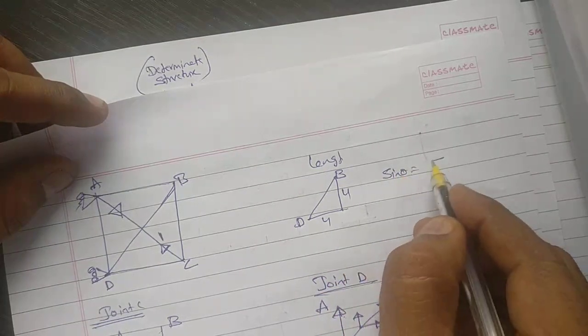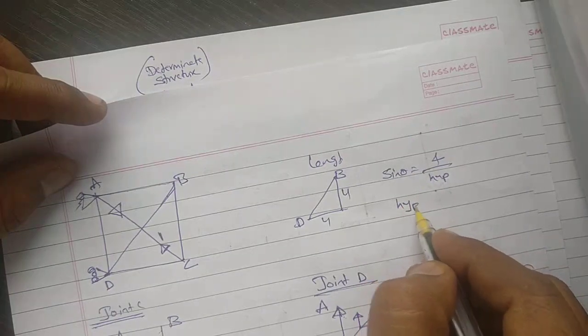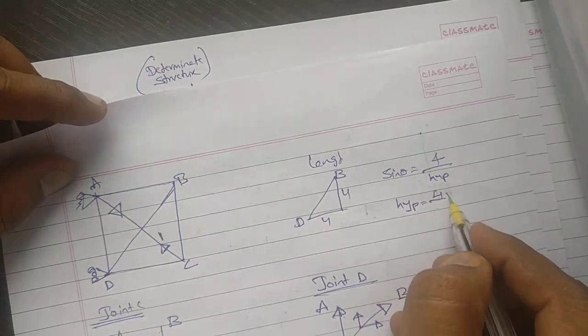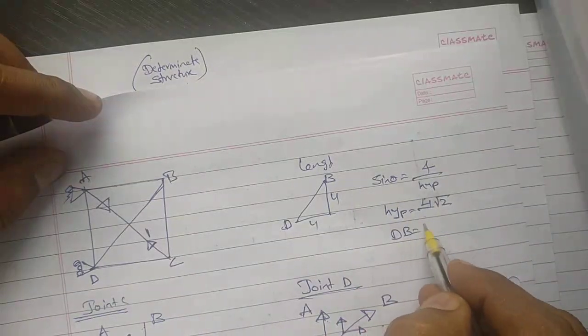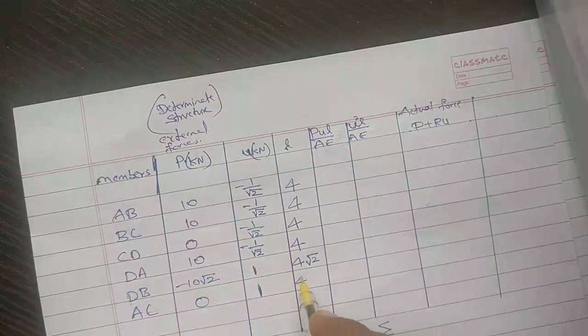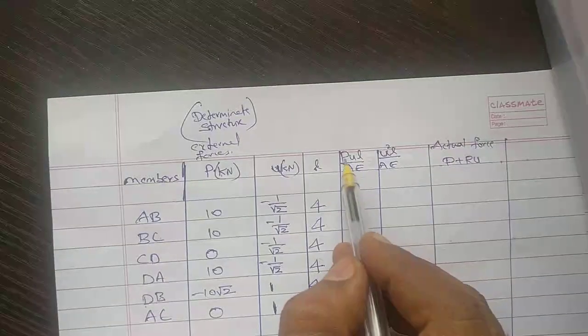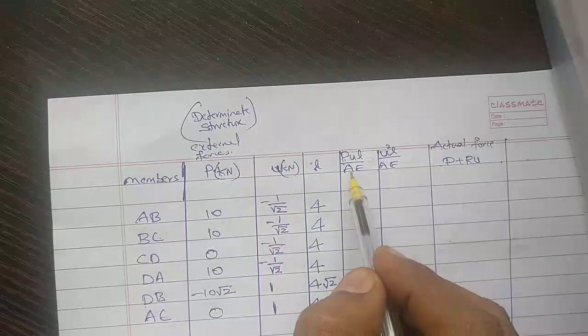Sin theta is equal to 4 by hypotenuse. Hypotenuse is equal to 4 by 1 by root 2, which will become 4 root 2. Here dB is equal to 4 root 2. Now what we have to do? PUL, multiply this by AE.